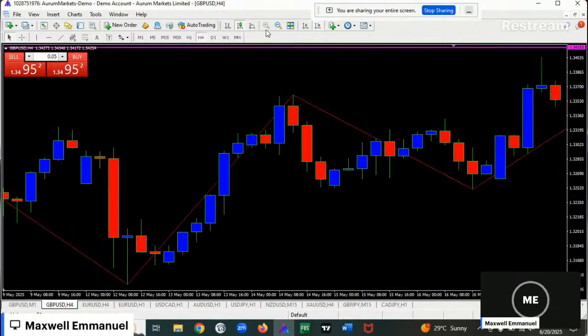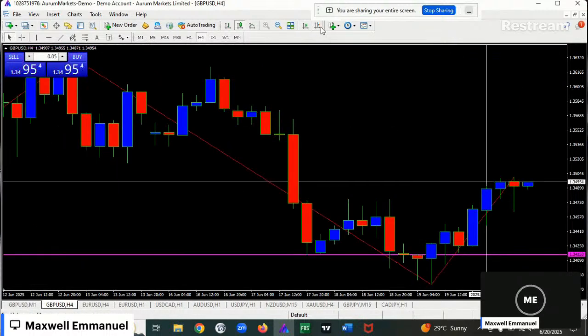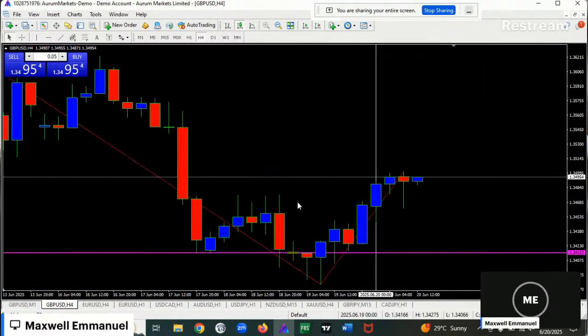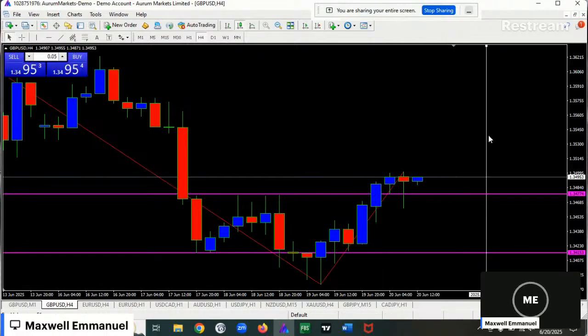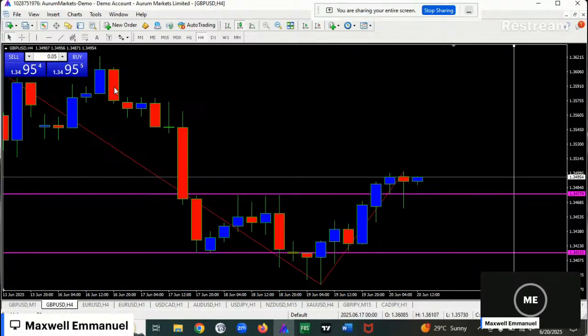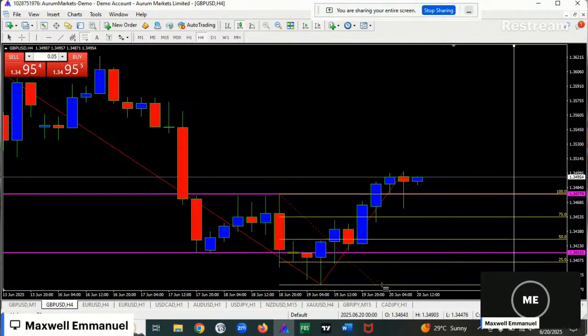I would like to see price retrace back into a fair value gap. This is on a 4-hour time frame. As you can see, a shift in market structure has occurred on the 4-hour time frame. After the shift in market structure, we need to see price retrace into a discount area. So in this case, I will apply the Fibonacci from this swing high to this swing low.